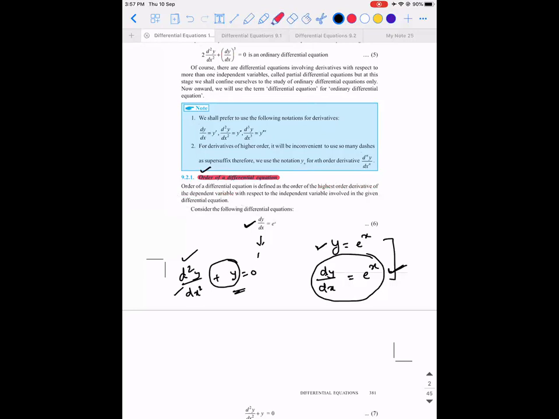Order of a differential equation is defined as the order of the highest derivative of the dependent variable with respect to the independent variable. So when you differentiate d square y by dx square, the dependent variable is y and the independent variable is x. I hope it is clear.